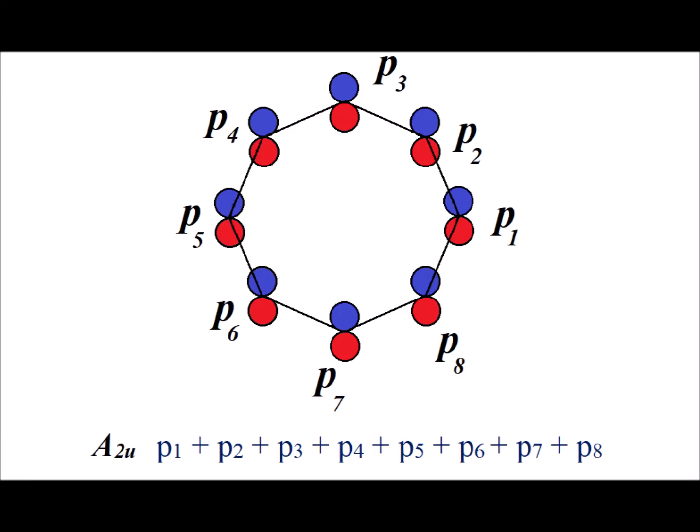So here we display the A2U molecular orbital, where all of the p orbitals are in phase with each other. Remember, we're to interpret those p orbitals as being perpendicular to the plane of the screen. So we would notice effectively that above the ring is all the blue phase, and below the ring is all the red phase. So we have a completely bonding interaction throughout.